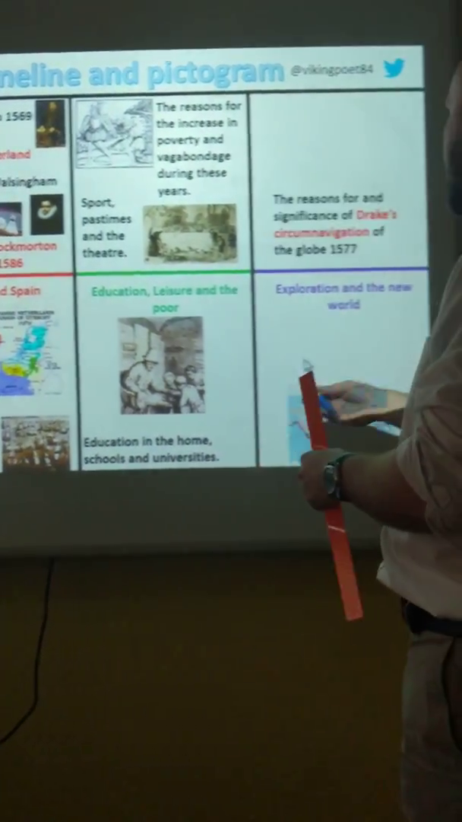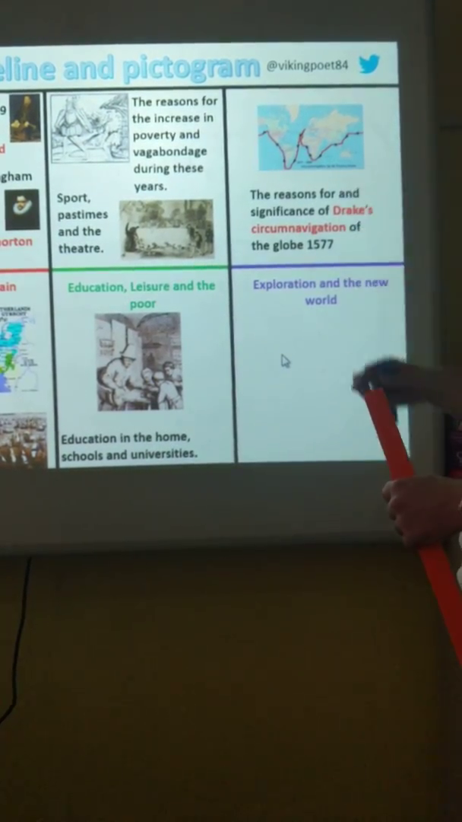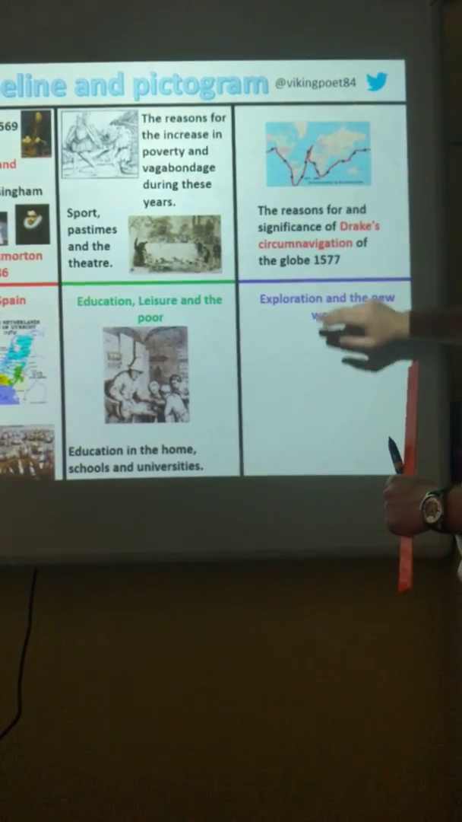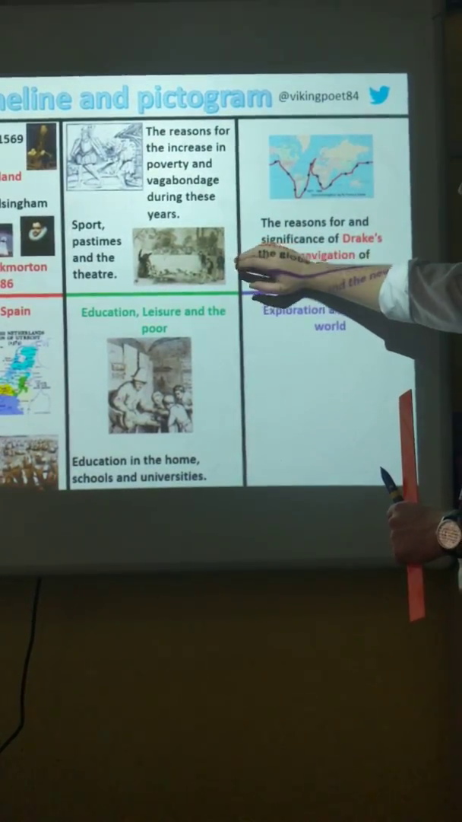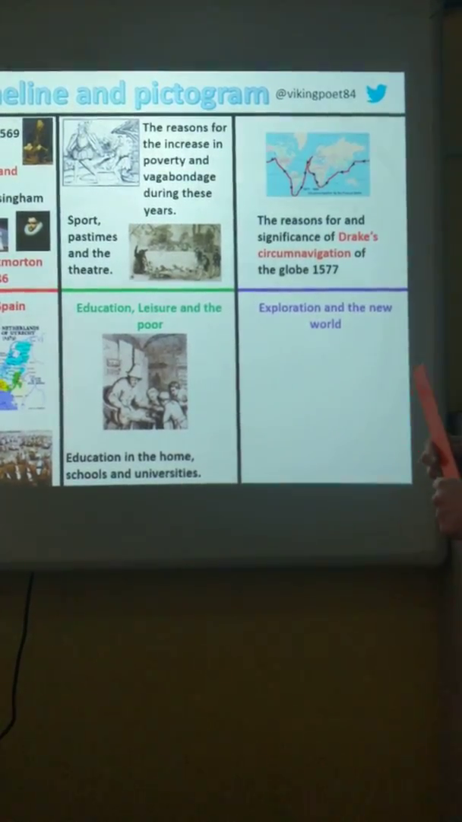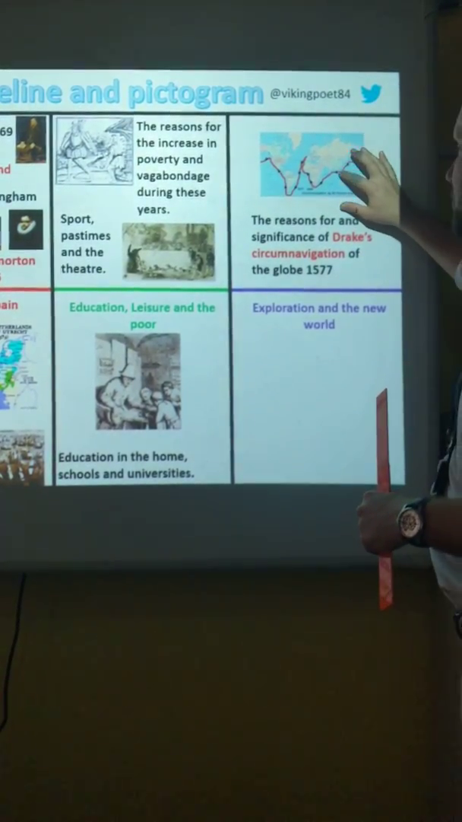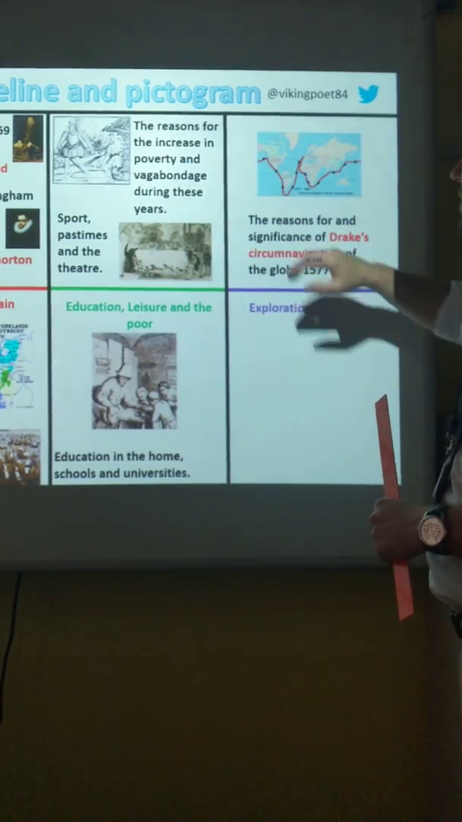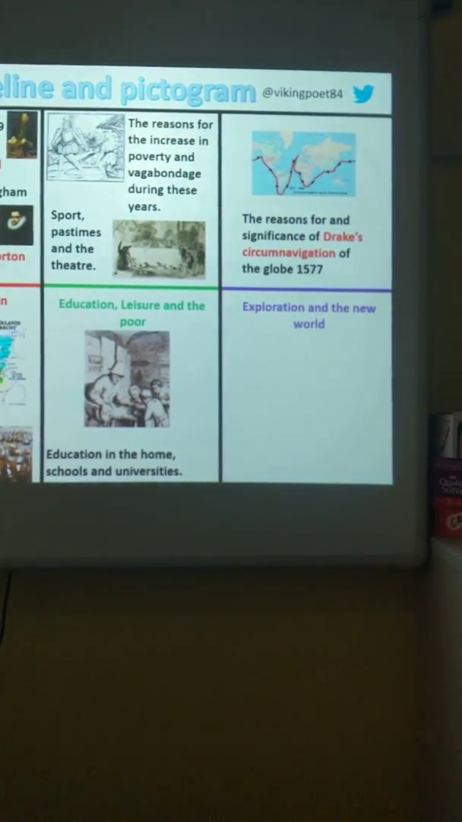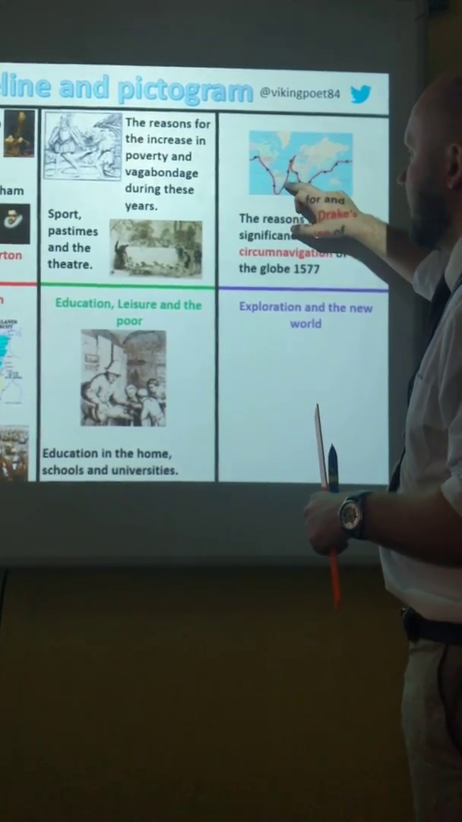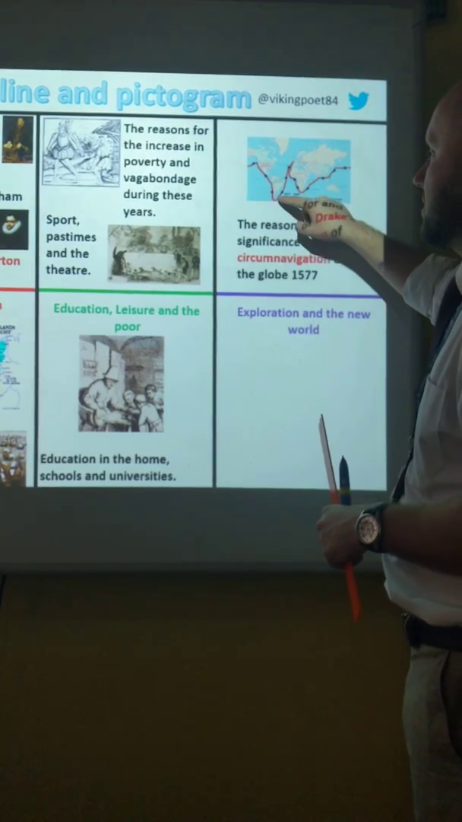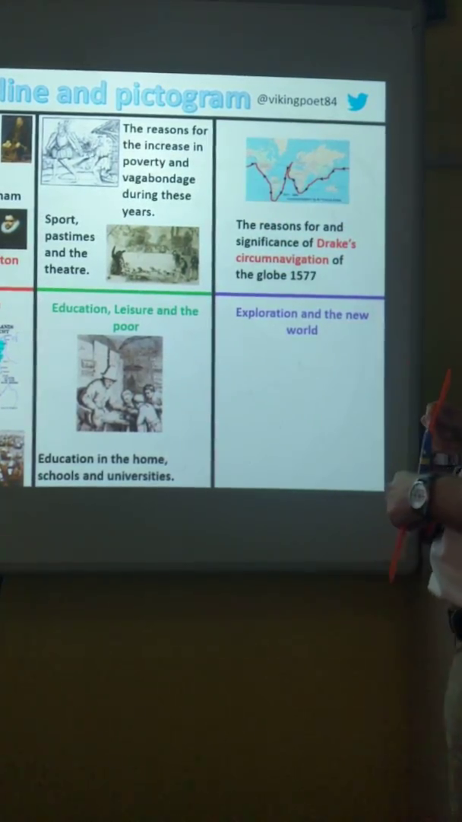Okay, now moving on to the reason and significance for Drake's circumnavigation. Now, circumnavigation: circum means circle, navigation means find your way. So Sir Francis Drake is such a critical and interesting figure. He's the first Englishman to circumnavigate the world, in 1577. He wasn't the first man to do it. Actually, a Portuguese named Magellan did it before him and went through the Magellan Strait and took a little shortcut through South America.